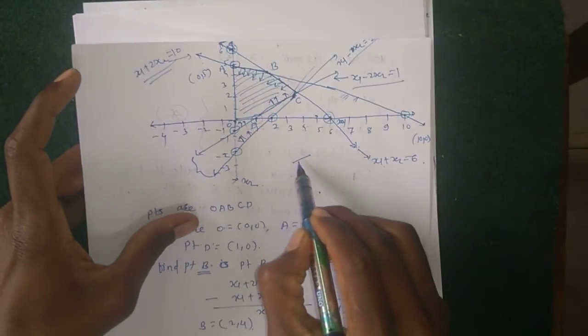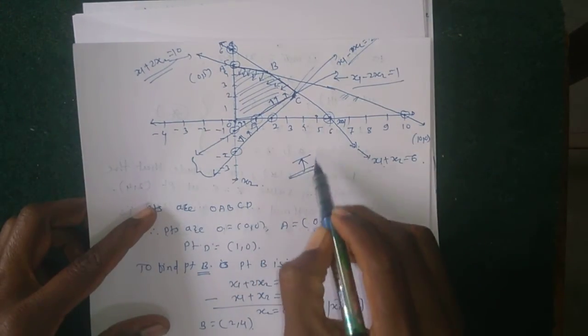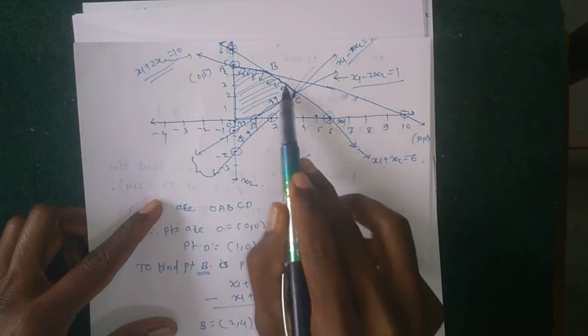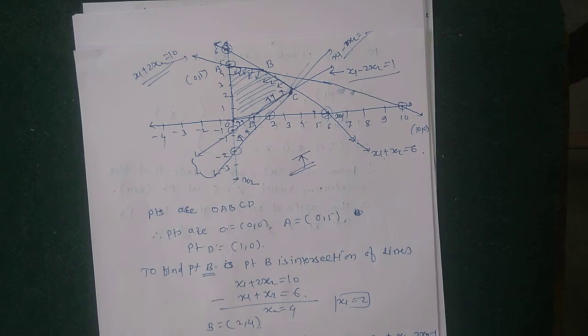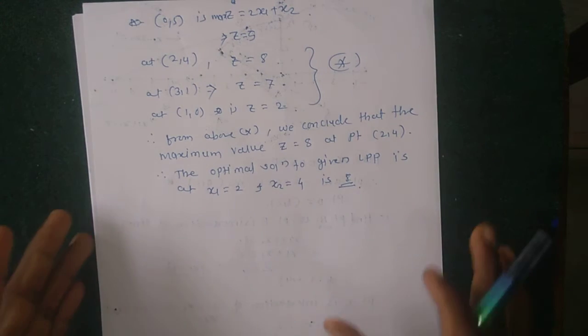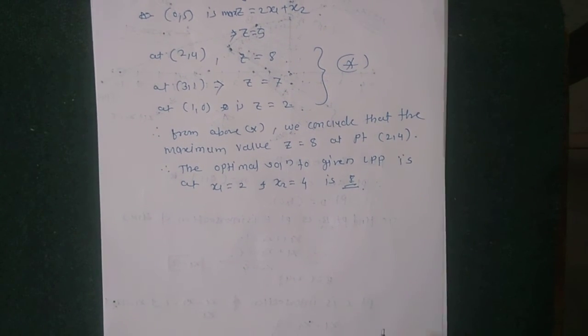To plot the graph very exactly, we have to find these points. Here it is not to scale, so all the lines are dismissed. But the graph should be plotted exactly. So this is one example of ours.